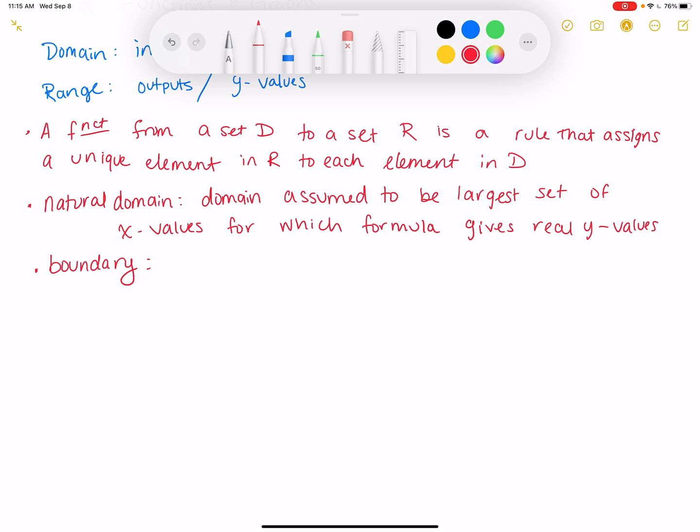All right, a boundary is made up of endpoints, or they're also called boundary points. Anything that's not a boundary point is an interior point or an interior. It's all remaining points.